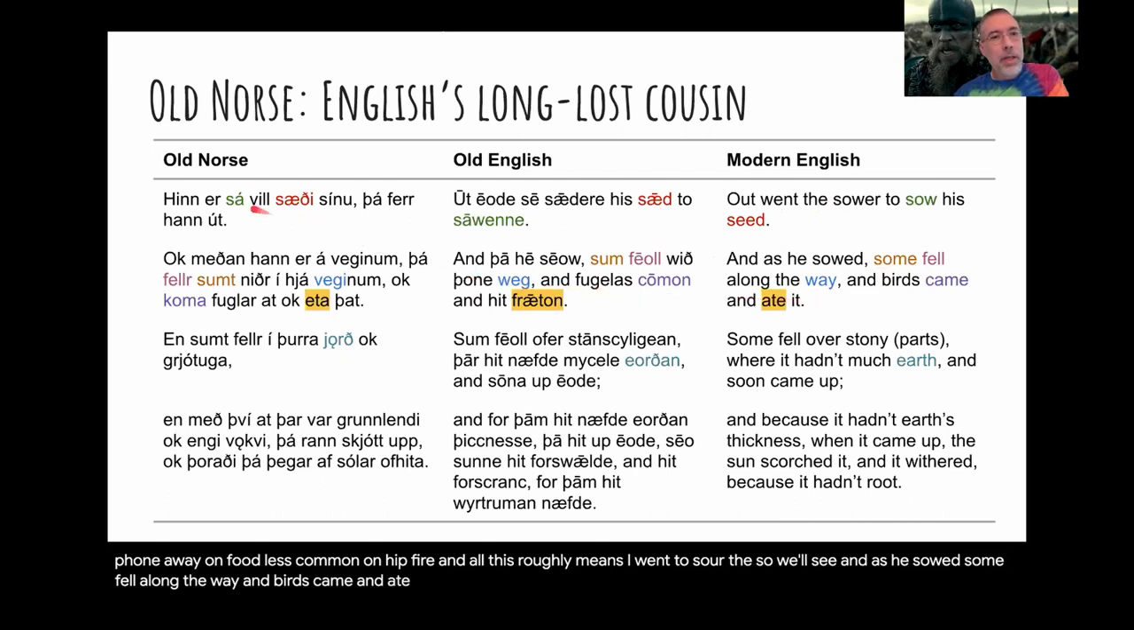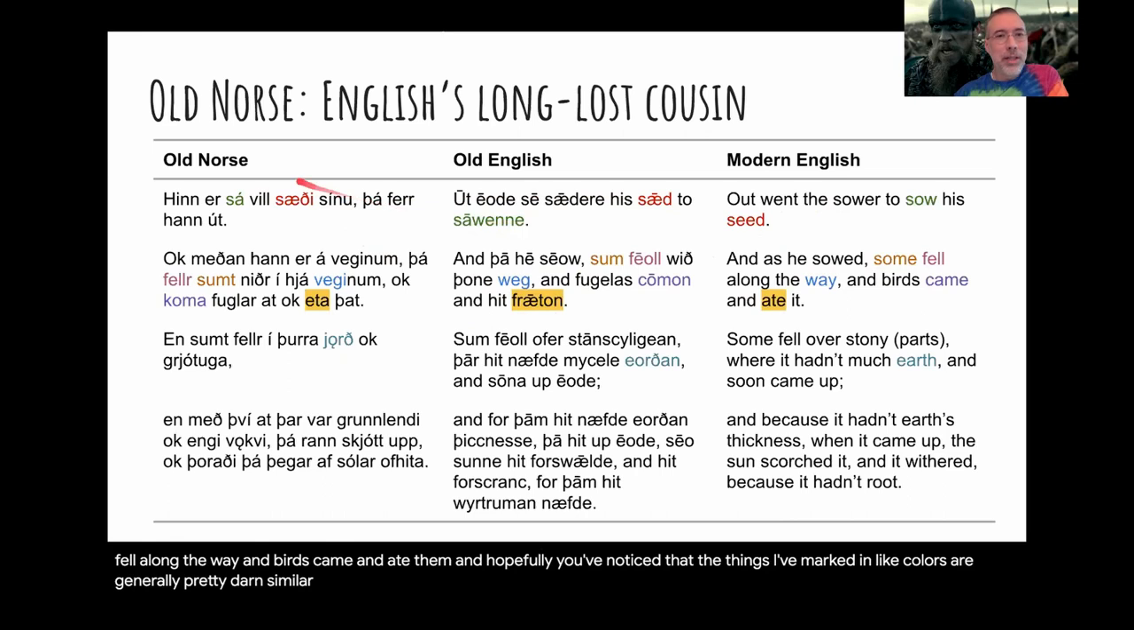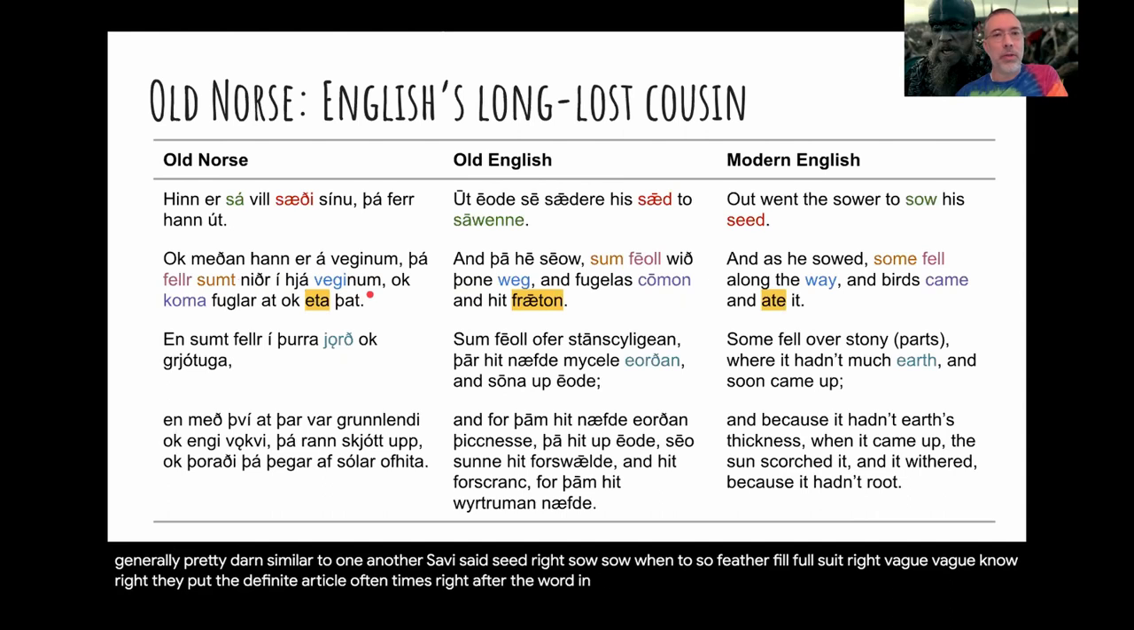And hopefully you've noticed that the things I've marked in colors are generally pretty darn similar to one another. Sá, sáð, seed, right? Sáa, sáinn, to sow, féll, fell, sum, some, right? Vegr, vegnum, right? They put the definite article oftentimes right after the word in Old Norse.